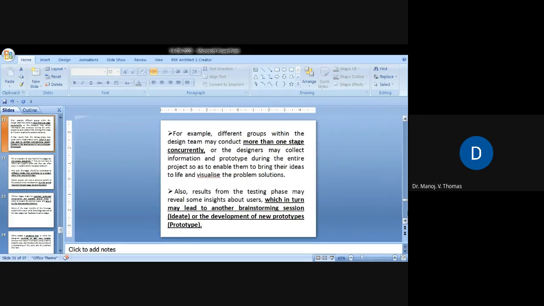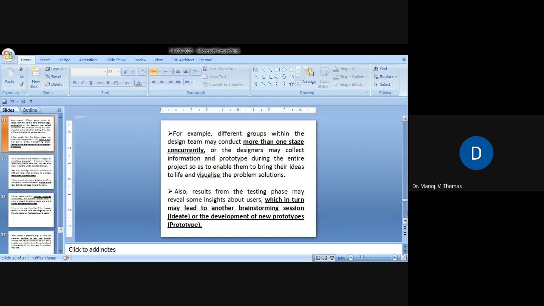Different groups within the design team may conduct more than one stage concurrently. That is also possible, because one group of people in the design team may work on different stages concurrently. Say, empathizing with the users. We have some idea, because it's an iterative process. In the first round of empathizing with them, we have identified some issues. Then we started to develop a prototype. While the prototype is on, you can have further discussion with the users, so that the result of the discussion can be fed to the prototype stage, and you can improve the product.